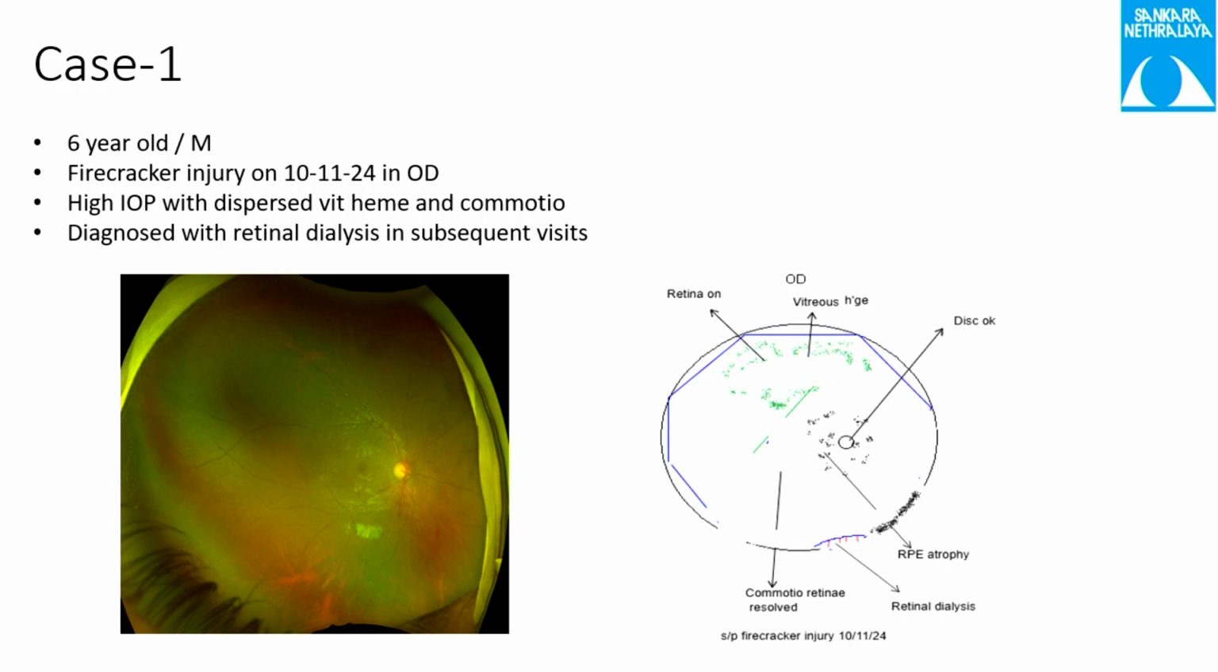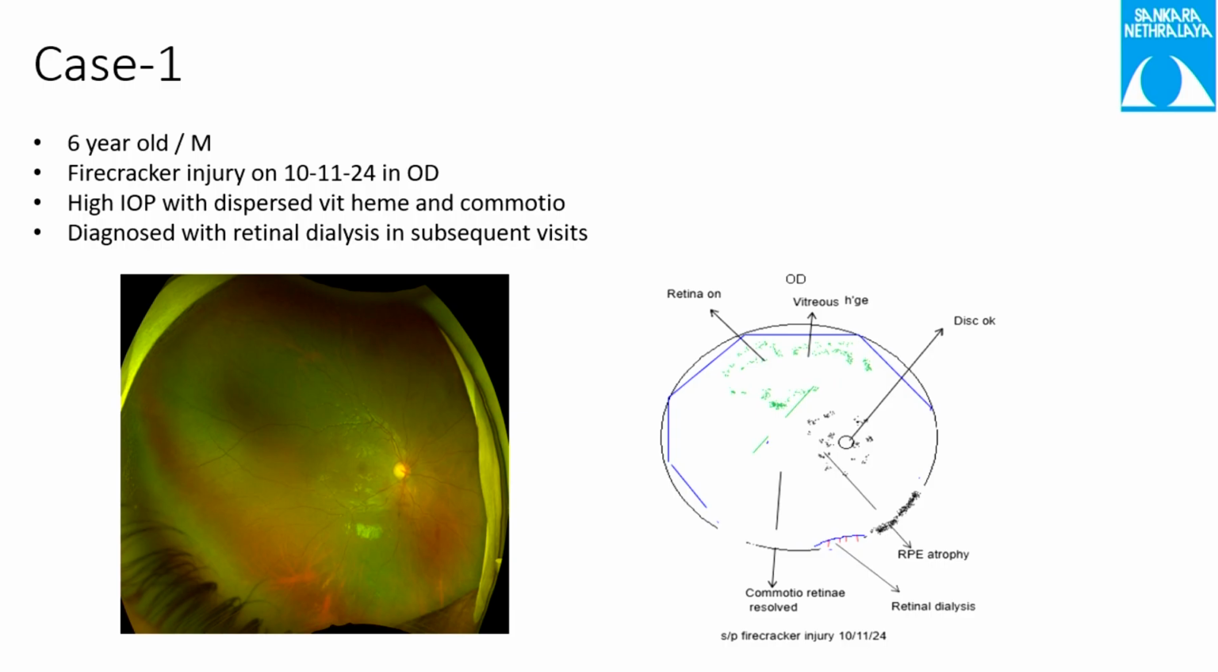So this is a case seen by VJP sir. This is a 6-year-old male patient who came to us with a firecracker injury recently to the right eye. Initially, the patient had high IOP spikes. His lens was a little subluxated.